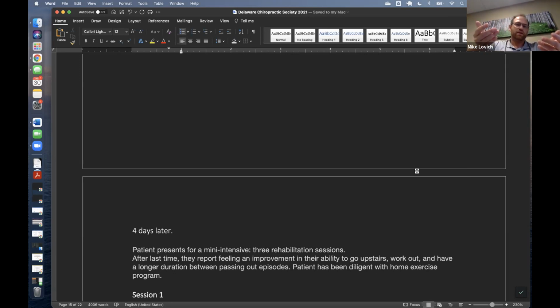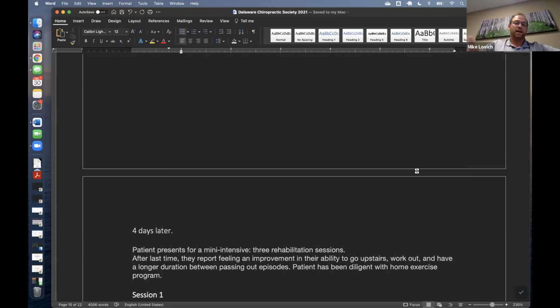So if we're trying to get them better as quickly as possible, what we'll do is we'll say, all right, why don't you come in and we're going to do 3 sessions. And in these 3 sessions, we're going to do a half-hour rehab and then give you rest, and then another half-hour rehab and then give you rest, and then another half-hour of rehab.